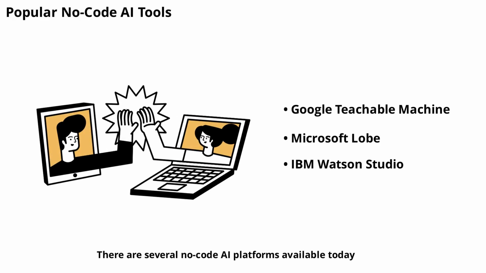There are several no-code AI platforms available today, each offering unique features. Some of the most popular include Google Teachable Machine, Microsoft Lobe, and IBM Watson Studio. These tools are designed for beginners, providing step-by-step guidance and visual workflows. They support various AI tasks, such as image recognition, text analysis, and even audio classification. Choosing the right tool depends on your project goals and the type of data you want to work with. Let's take a closer look at these platforms and what they offer.